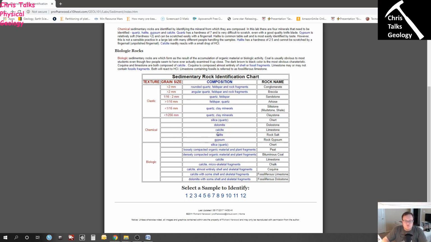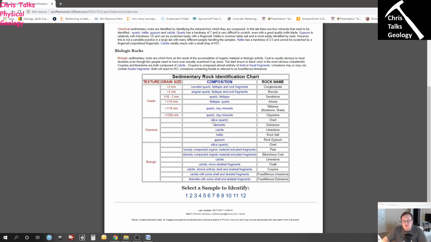In terms of chemical rocks, you can see they contain a few options. We have quartz-based rocks, or silica-based rocks. We have dolomite, calcite, and then we have the evaporites, halite and gypsum. Now, in terms of all of these rocks, they're going to be fine-grained, so you can't see crystals.